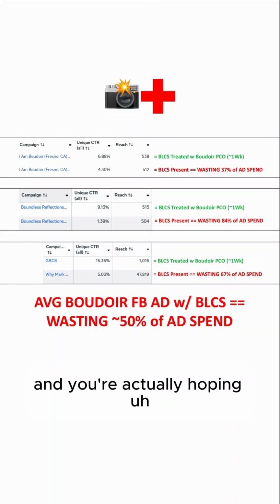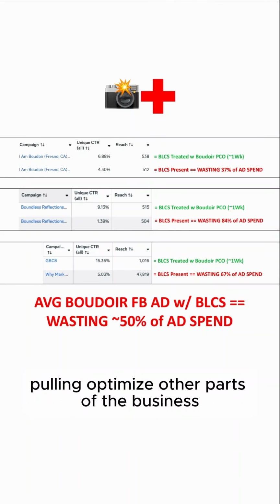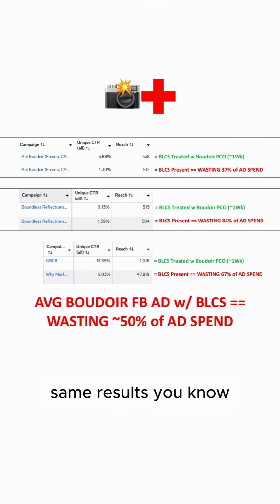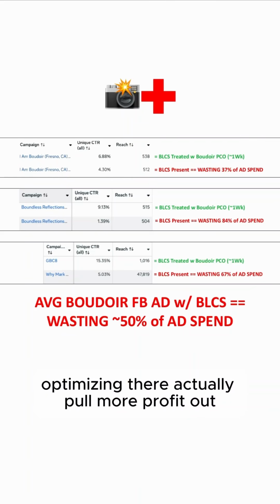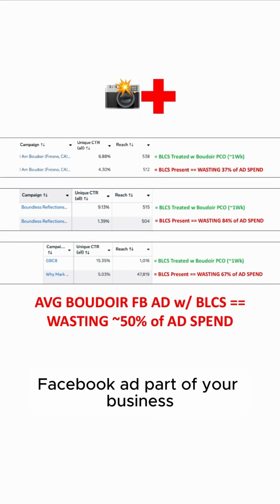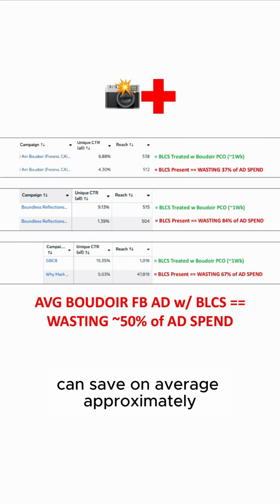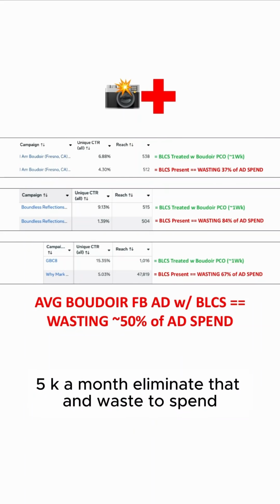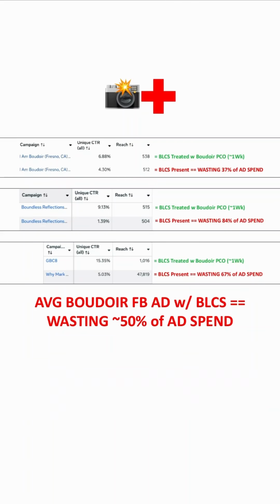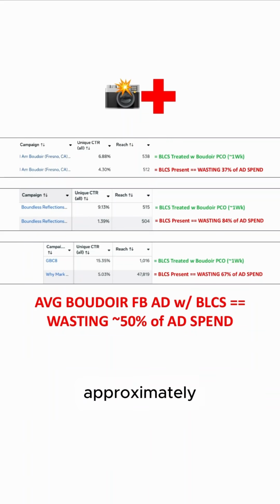And you're already optimizing the business, optimizing other parts of the business: same effort, more results, or less effort, same results, to actually pull more profit out. And you're now ready to do that for the Facebook ad part of your business, because you see with the Boudoir PICO you can save on average approximately 5K a month. Eliminate that wasted spend, put that back in your pocket so you don't have to spend it. That'd be like 60K over the next 12 months approximately.